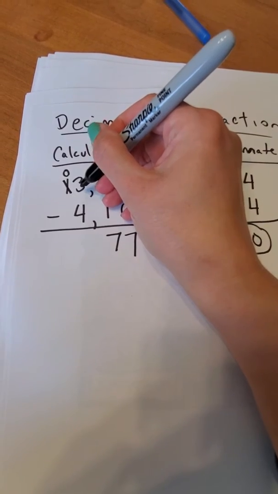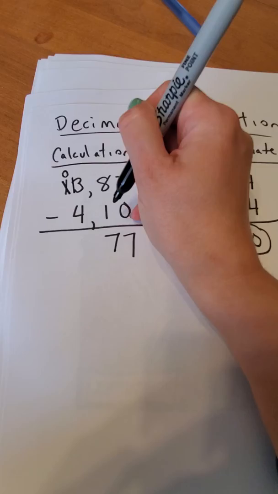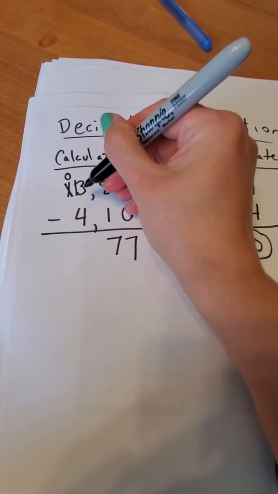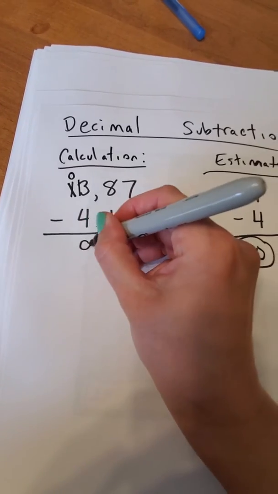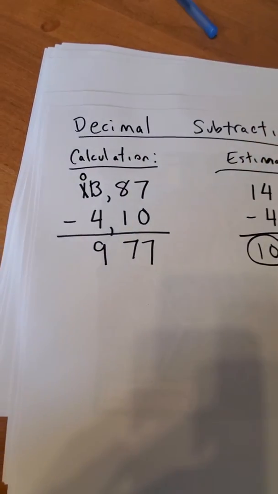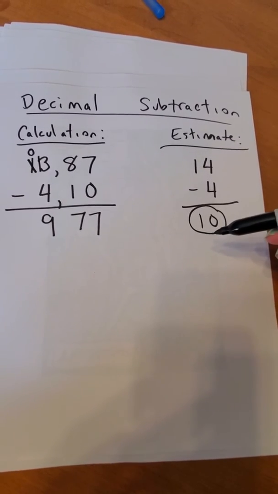3 plus 10 is 13. So I borrowed a 10 from the tens column to go with my ones. That's why this is a 13 now. So 13 minus 4 is 9. And then this is a 0, so there's nothing left. So if I look back over at my estimate, it was 10.